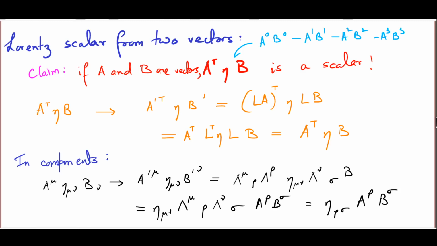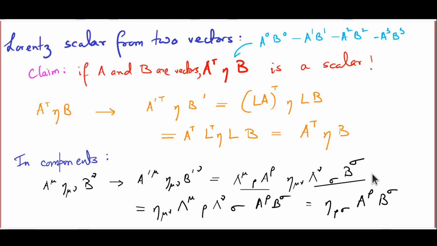It is instructive to actually be able to do this calculation using components. In terms of components, this quantity A0 B0 minus A1 B1 minus A2 B2 minus A3 B3 can be written in the form A mu eta mu nu B nu, where mu and nu are both upper indices or vector indices. Under a Lorentz transformation, this becomes A prime mu eta mu nu B prime nu, and using the fact that A prime mu is lambda mu rho A rho and B prime nu is lambda nu sigma B sigma, what we get is this expression.